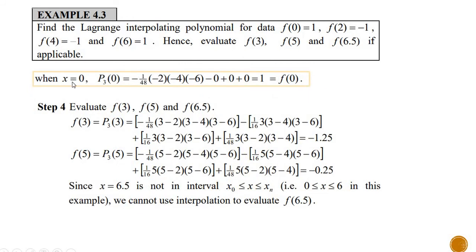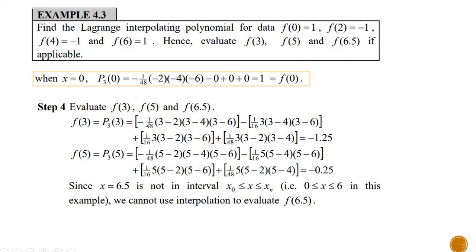So we will test first at x equal to 0. In this case, it is equal to 1. For f0, is it correct? Yes, it is correct. It is equal to 1. Okay, just to double check. So next we will go to the evaluation. Then we need to evaluate f3, f5, and f6.5.